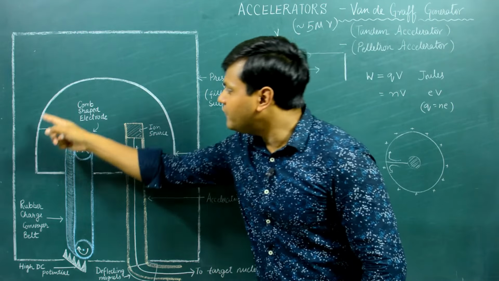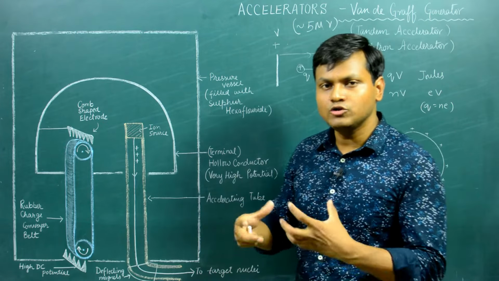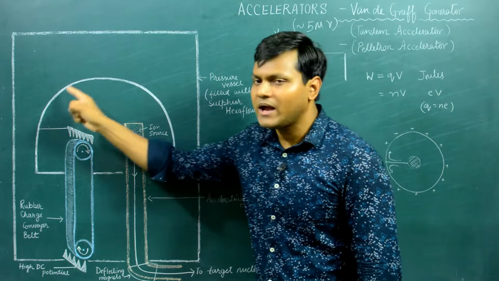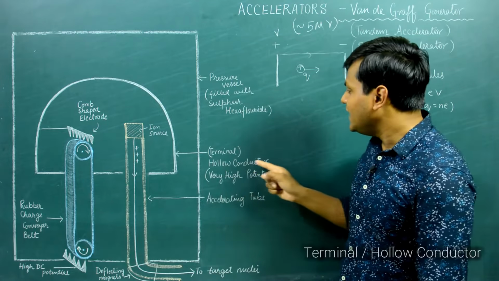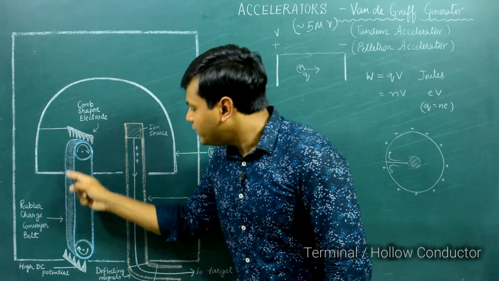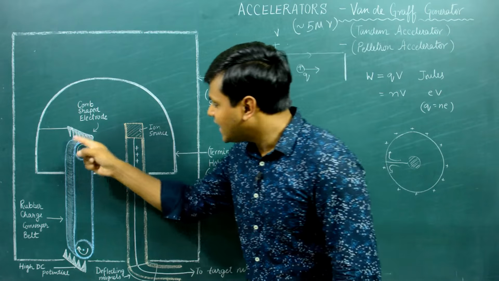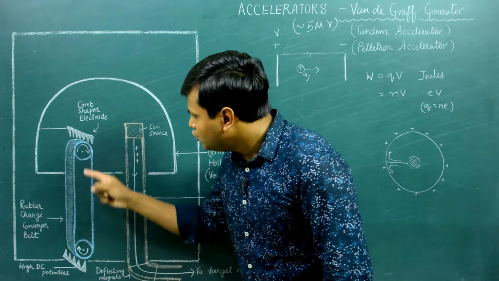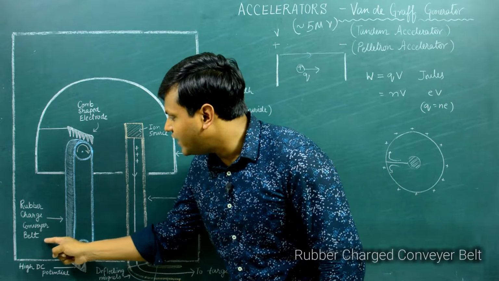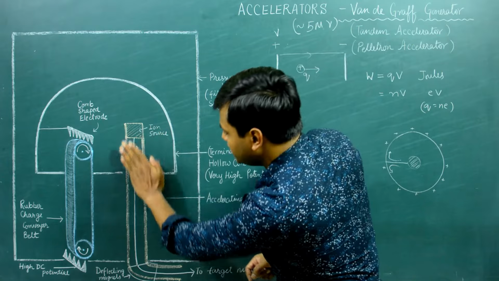So here I have drawn it as a dome structure, but it can also be a spherical structure. This is a metallic hollow conductor, or a terminal, which is in contact with a conveyor belt. This conveyor belt is connected to wheels and is strapped by some kind of rubber charged conveyor belt. It's made up of an insulating material like rubber. So let's ignore this for the time being.